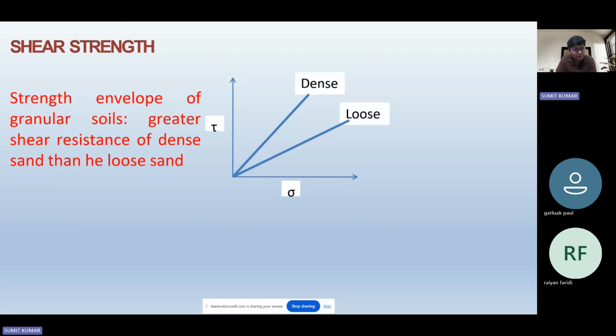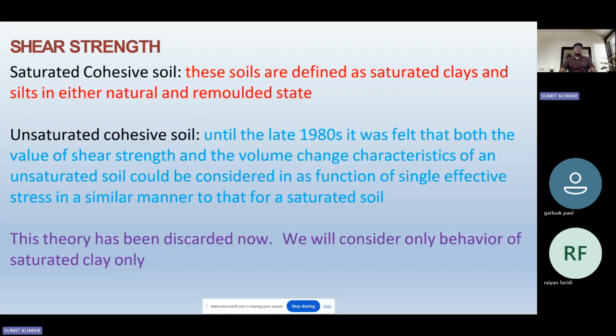Now talking about some other point, the shear strength envelope of granular soil shows greater shear resistance for dense sand than loose sand. You see, for dense sand the envelope moves upward, and for loose sand it is downward. This means that for loose sand the angle of internal friction is less, while for dense sand the angle of internal friction is large.